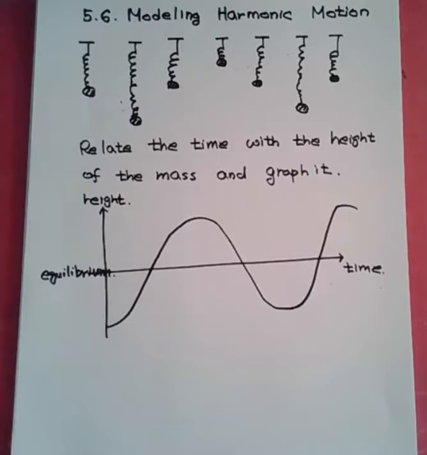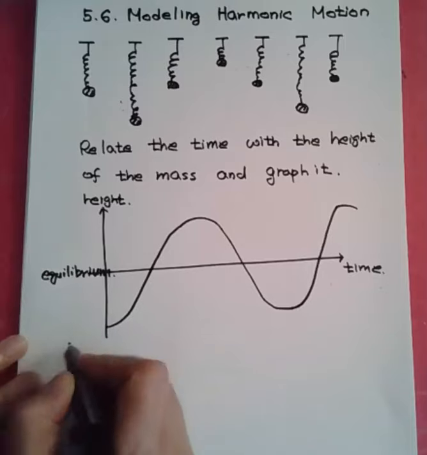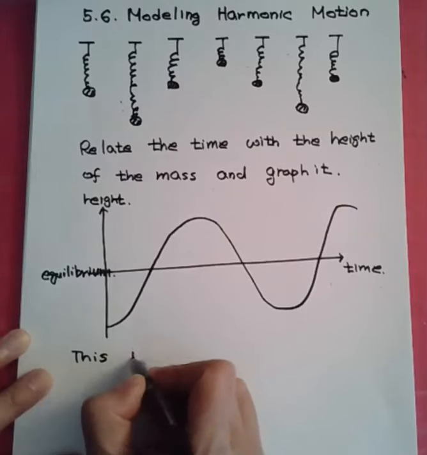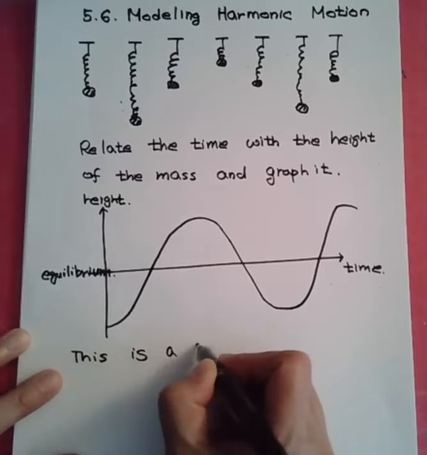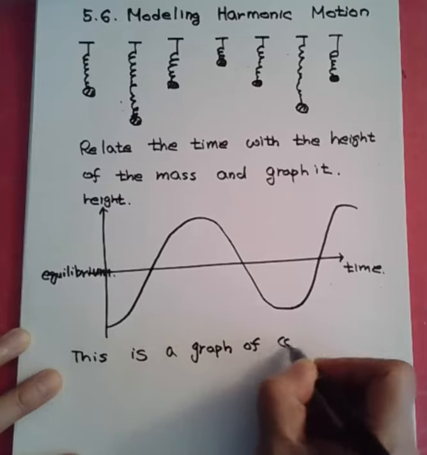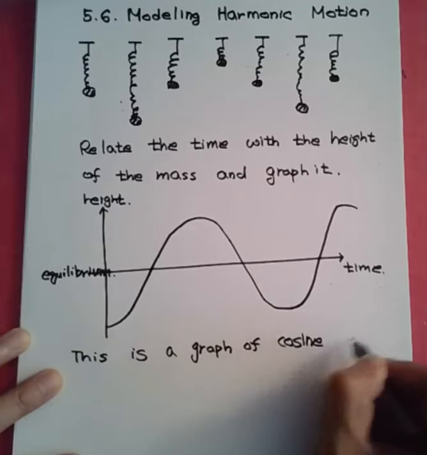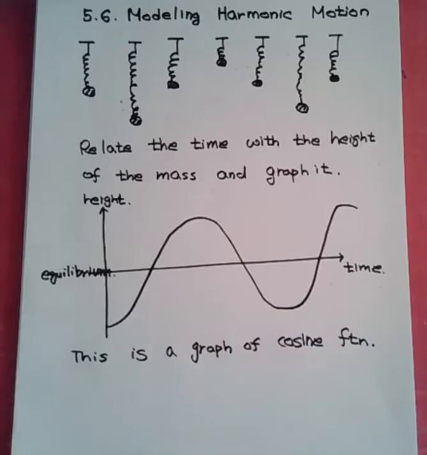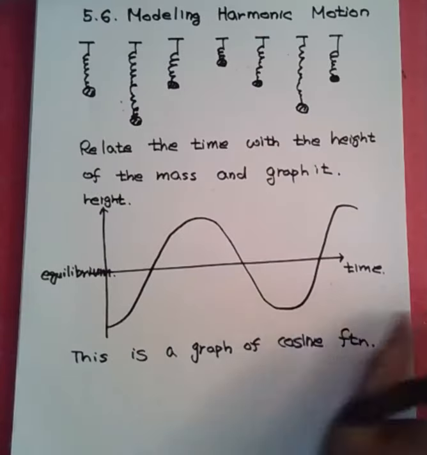As you can see, the motion resembles the flipped cosine function. So this is a graph of a cosine function. Different from the cosine function, the input in this case is time, not an angle.